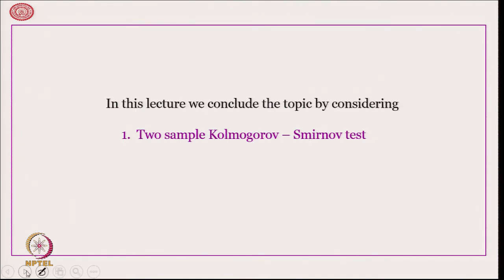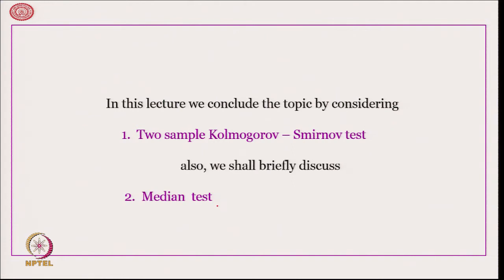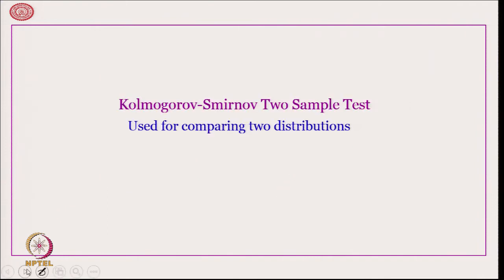In particular, the one that we study extensively is the two sample Kolmogorov-Smirnov test. This is typically used for comparing the distribution of two populations, and we shall also briefly discuss the median test for the same purpose, but definitely the two sample Kolmogorov-Smirnov test is much more powerful than the median test. So, let us discuss the Kolmogorov-Smirnov two sample test.